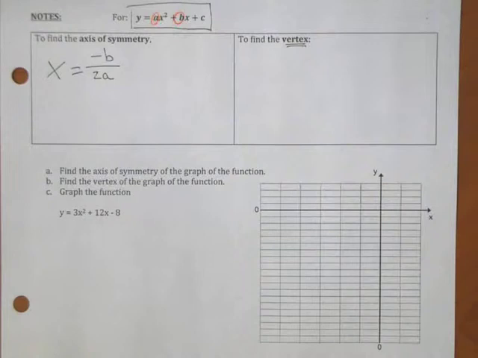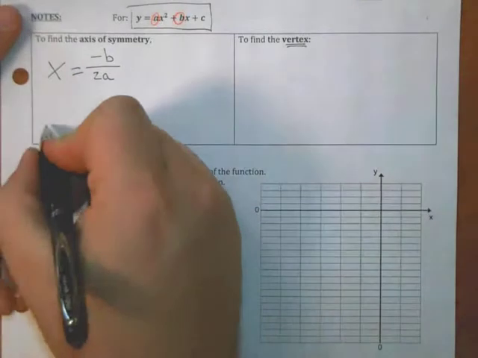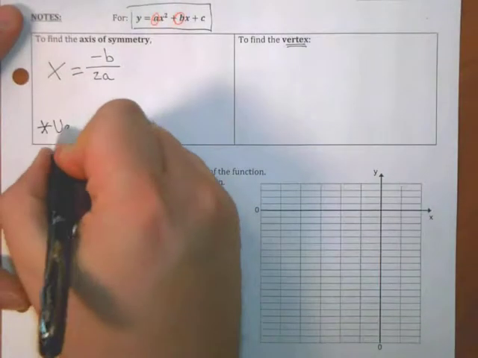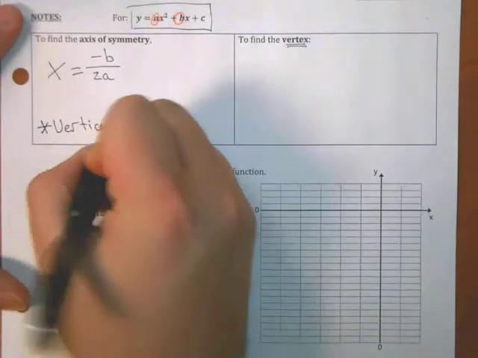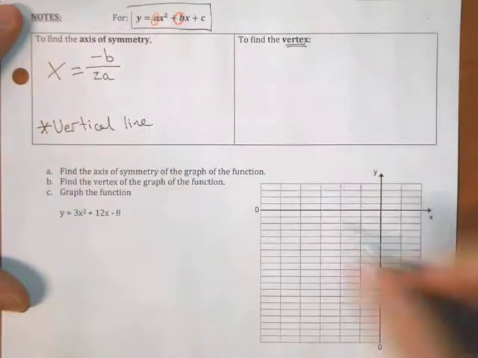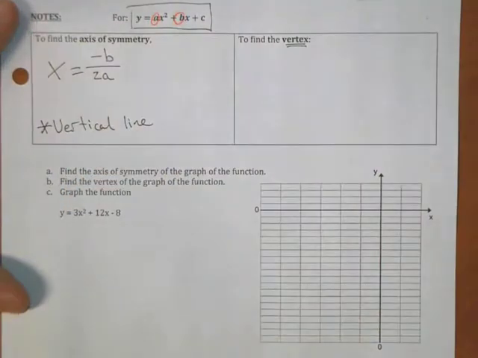So this axis of symmetry, it's a line. What kind of line is it, Nate? A symmetric vertical line. For ours, it's going to be a vertical line. You make the other side symmetrical. Vertical is up and down. It's a vertical line.